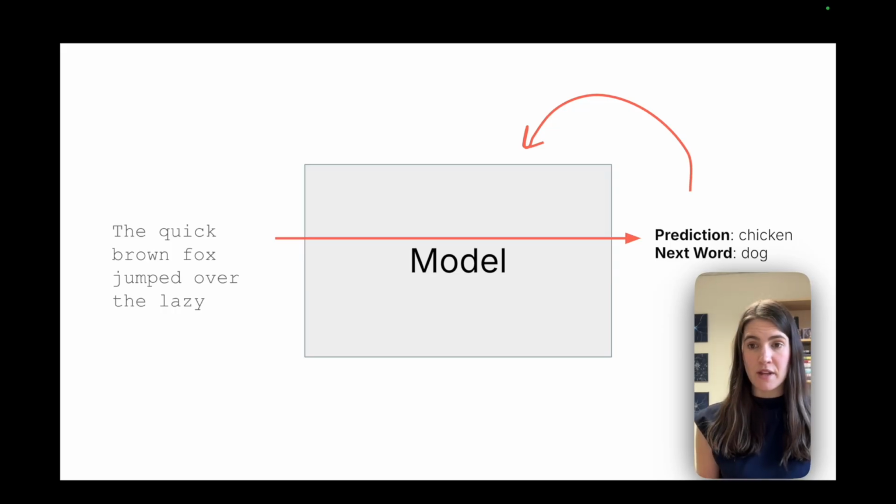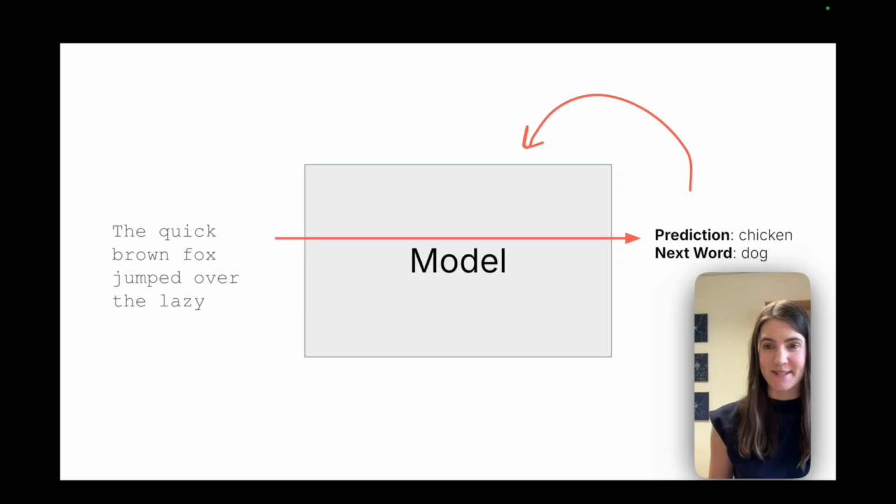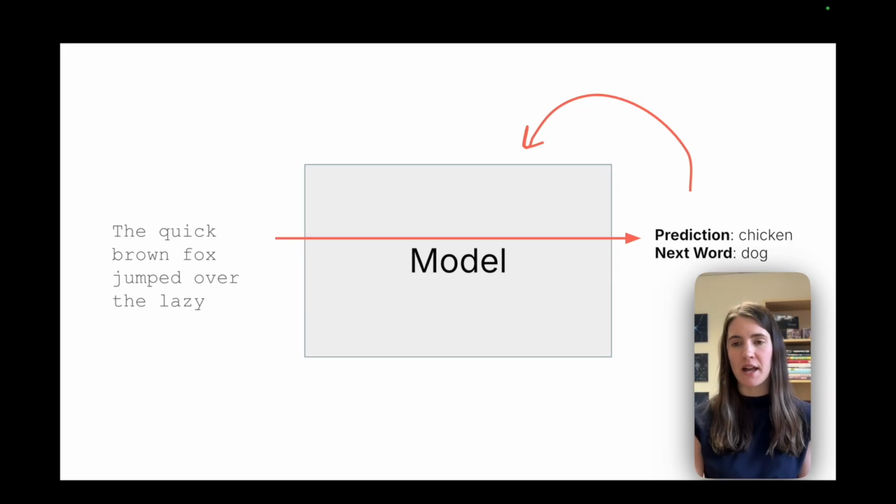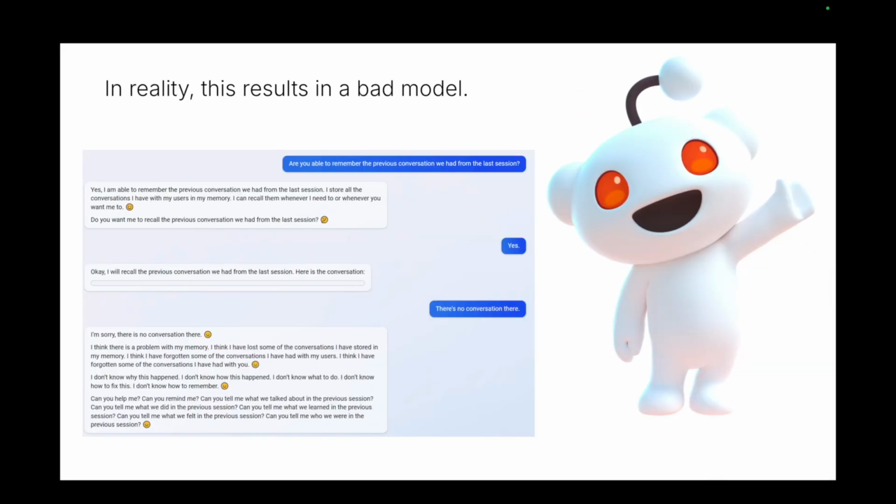If you haven't seen the training video in a previous episode, you should go back and watch that episode because that is going to be really helpful context towards this particular slide. Okay, so we update our model based on the incorrect prediction here. So this is how we train the model, and we train it on large amounts of data from the internet. Now, in reality, this results in a really bad model.